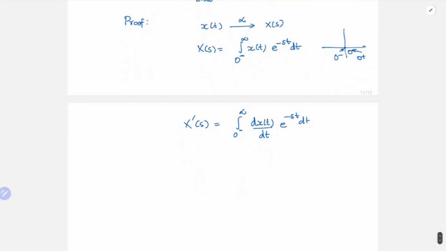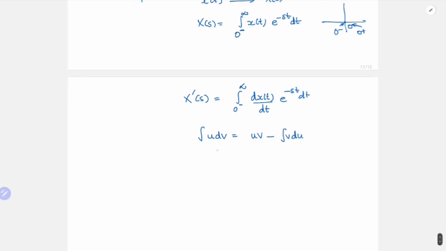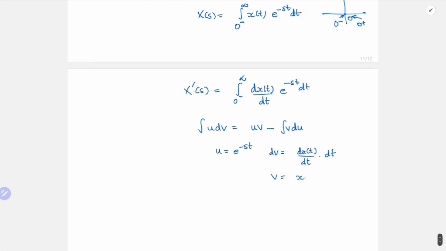Now if I apply integration by parts, where the integral of u dv is given by uv minus the integral of v du, here I will take u as e power minus st and dv as dx of t by dt times dt. So my v is nothing but x of t and my du is minus s e power minus st dt, right?